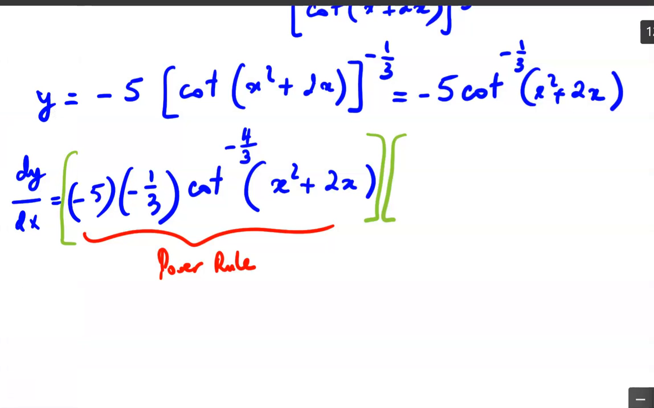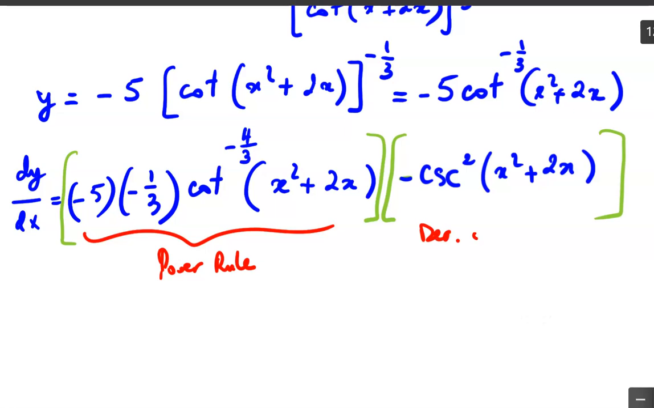So I will write negative cosecant squared of x squared plus 2x. This is my derivative of cotangent. You just take the derivative of cotangent itself. You don't have to repeat the exponent. You also don't have to repeat the negative 5, because you already took care of the exponent and the coefficient by applying the power rule. So this one is just the straight derivative of cotangent.